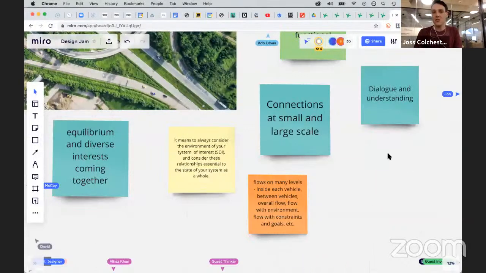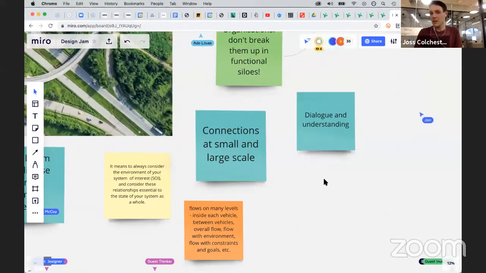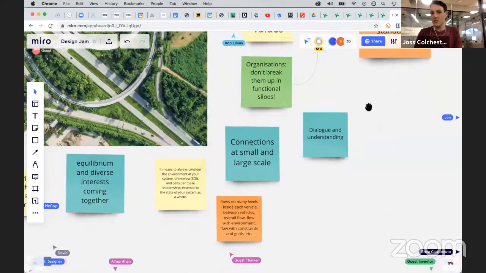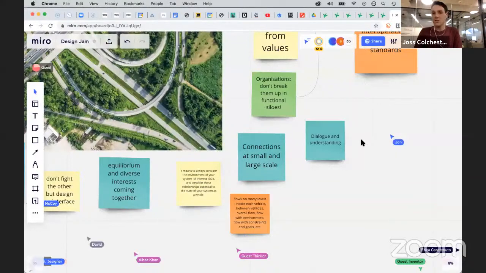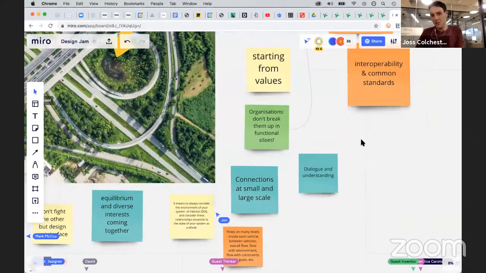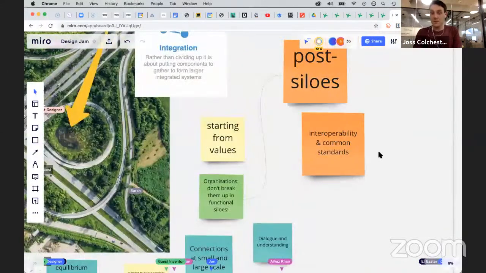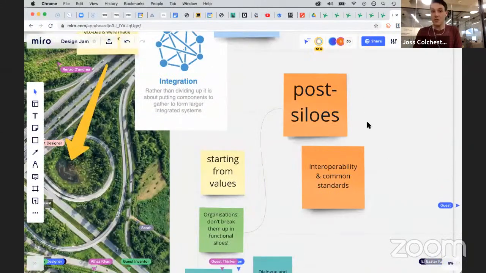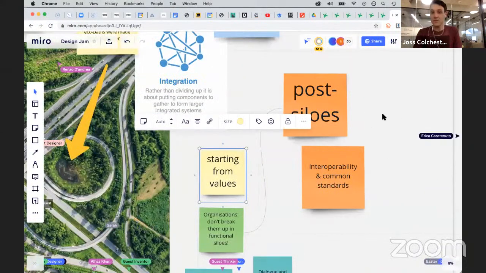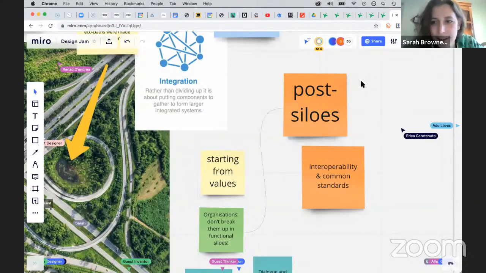So connections at small and large scale, different levels to this system. Organizations don't break them up in functional silos. Yep. Starting from values. Anybody want to talk on that? Starting from values? I can talk about that a little bit.